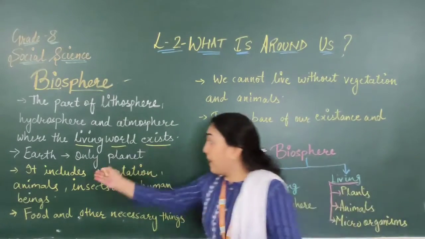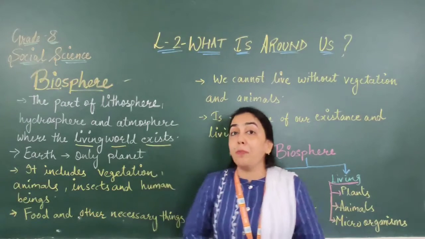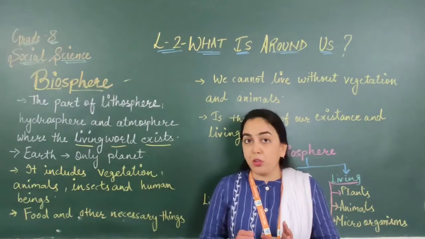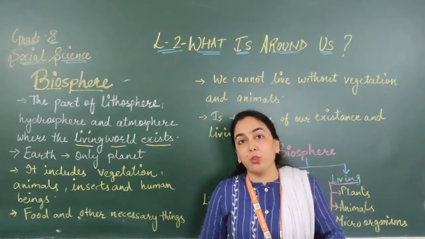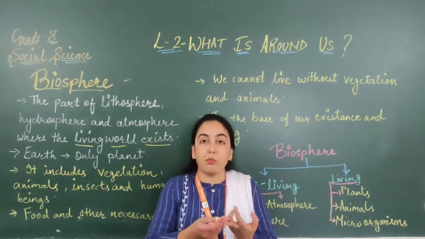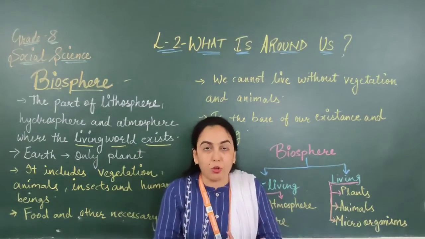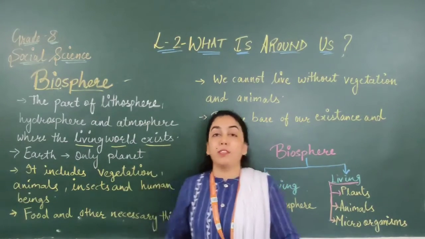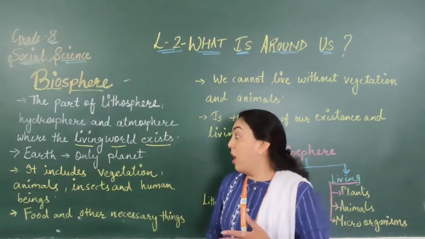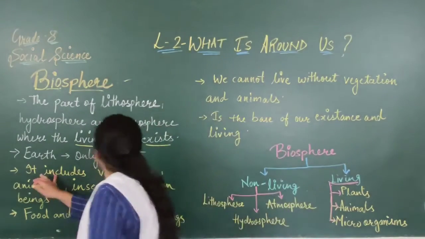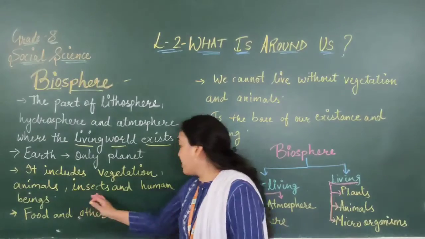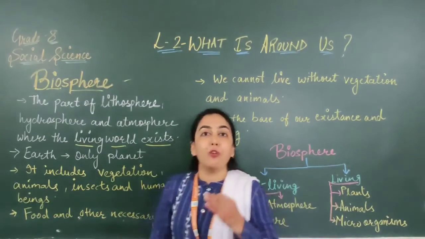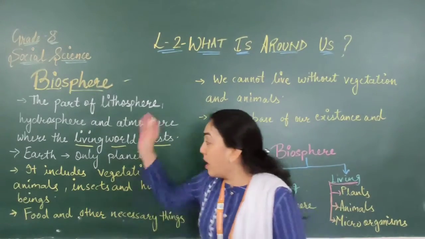So there is the Earth, which is the only planet which is having biosphere. There is no other planet in the solar system which is having atmosphere or proper hydrosphere. So Earth is the only planet which is having this biosphere. Next is, it includes vegetations, animals, insects and human beings. Means biospheres. What is included in biospheres?